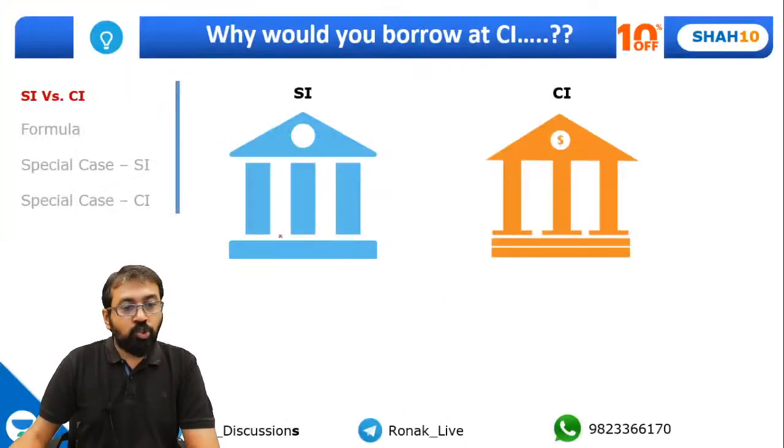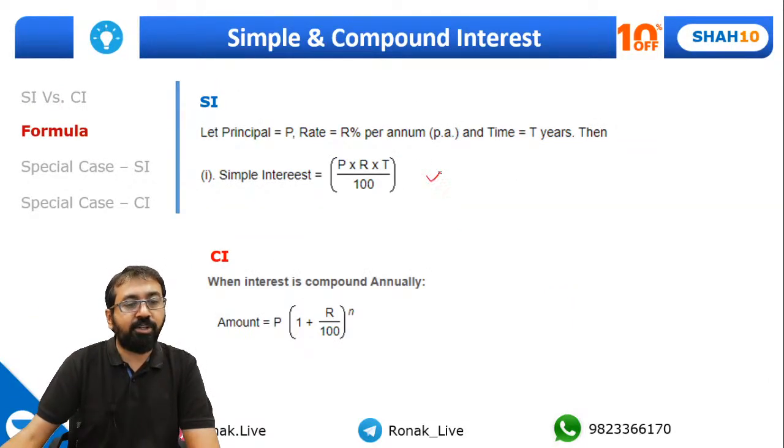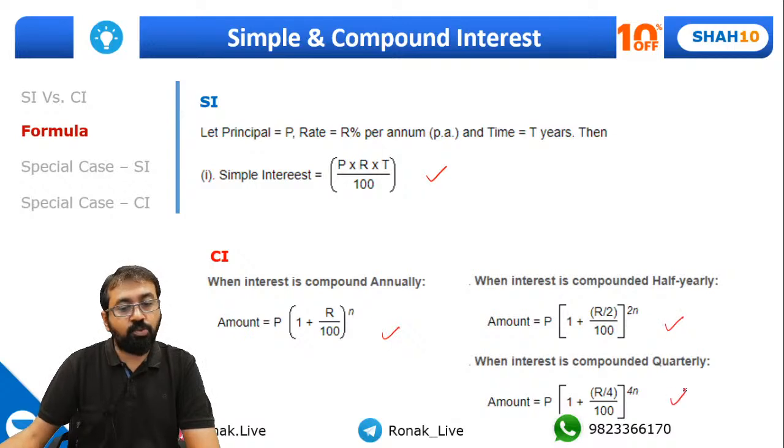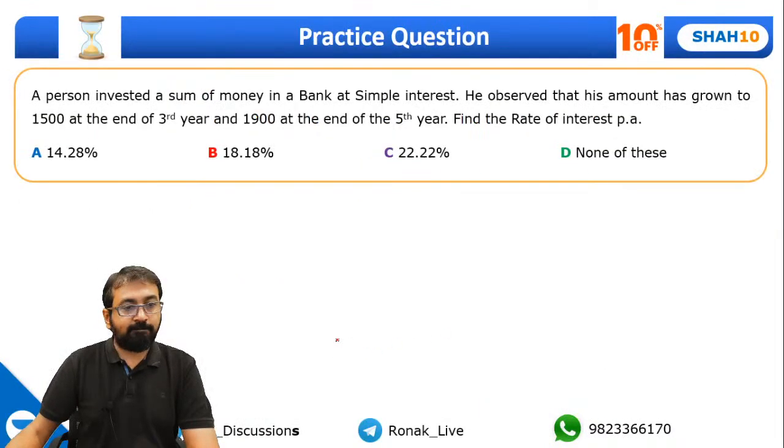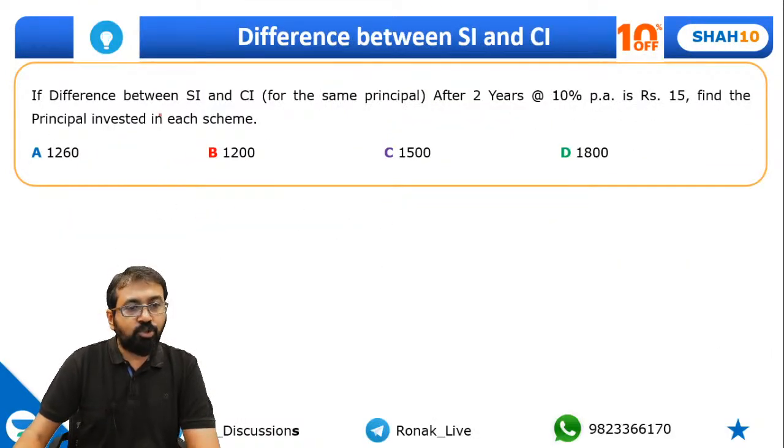Last time we had discussed simple interest versus compound interest, and what the difference is. Then we also discussed how the calculation happens in simple interest and compound interest. We had discussed the formula for compound interest, compounding annually, half yearly, quarterly, and so on and so forth. I'm sure you are pretty familiar with that. We had discussed all these questions, and I'm sure you are good at that. So let's quickly understand the difference between SI and CI.